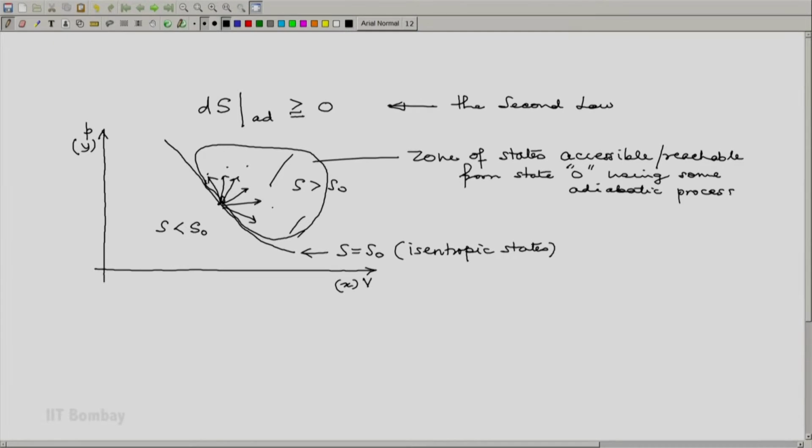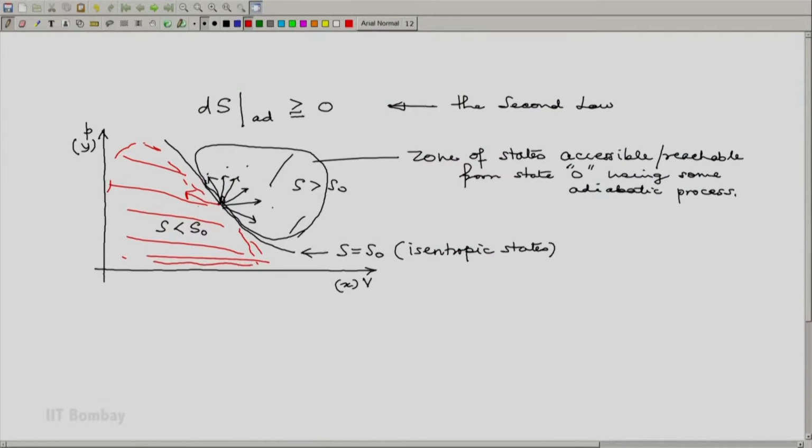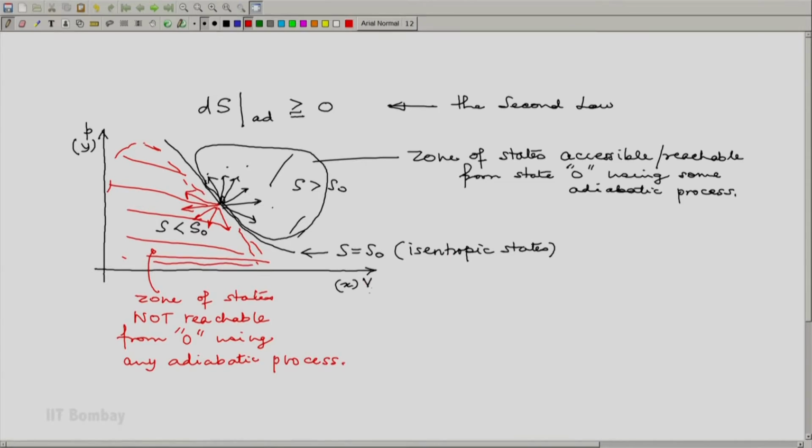However, what about this zone? In this zone, the entropy is less than S0. So, if you execute a process like this, the change in entropy will be negative, and the second law forbids that, and hence here we have the zone of states not reachable from state 0 using any adiabatic process, and this precisely is Caratheodory's form of the second law.